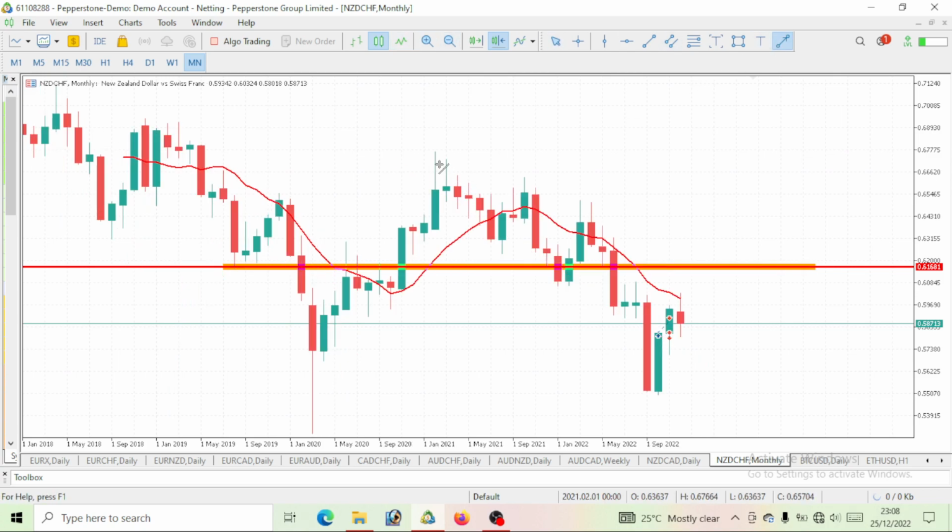Now take a look at this drop and a pullback here, then a new drop and a pullback here, right? A new drop, of course, we expect a pullback to be made, a new drop, and a pullback is being made. So it's not of a surprise that we will be having a new drop on this New Zealand dollar Swiss franc. So above all, we will be expecting that bearish move on New Zealand dollar Swiss franc. So more drop is to come.